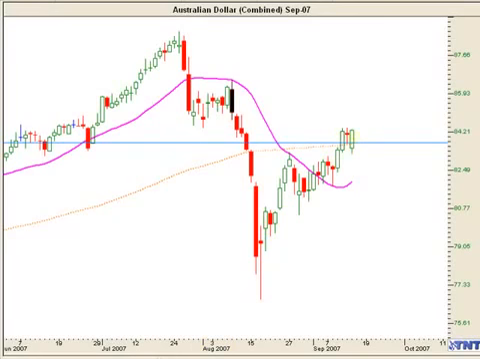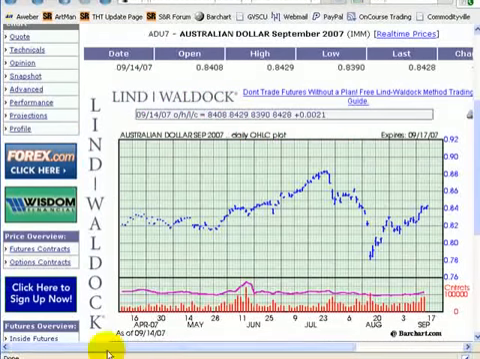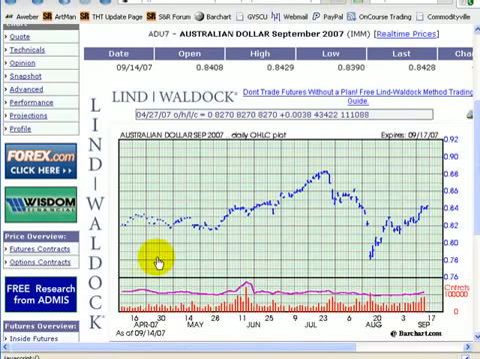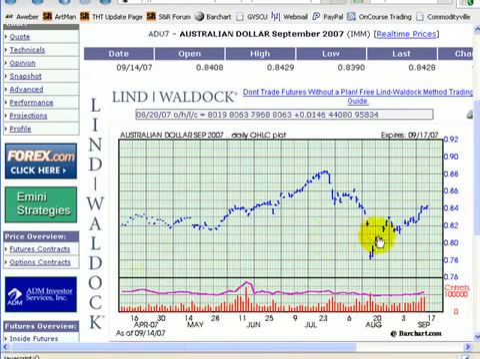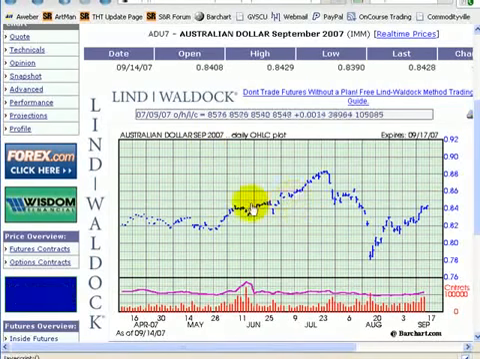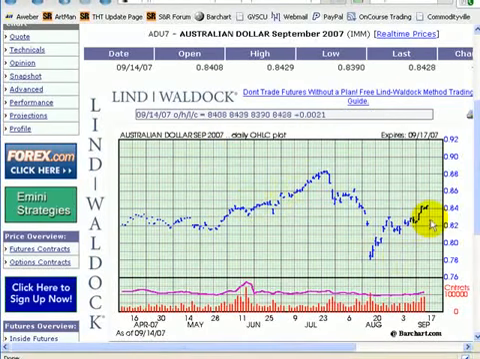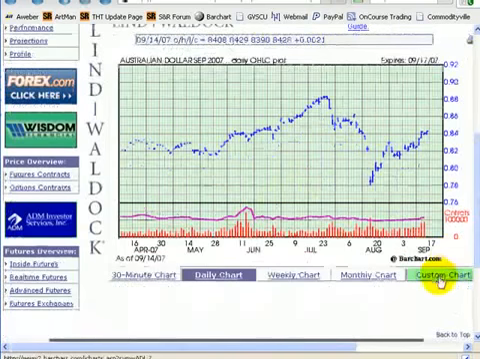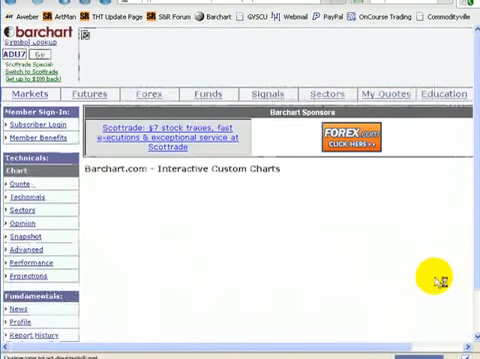But right now the feature I use is from BarChart. And barchart.com is a free service, a free charting software. I would advise you to use some sort of pop-up blocker, as there can be a few pop-ups occurring on this site. So here we have the September Australian dollar, same chart in a slightly smaller version, but as you scroll down you can see you have the option to make a custom chart, which is what we will do.